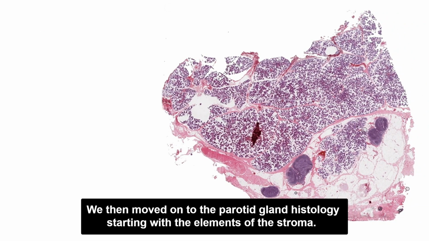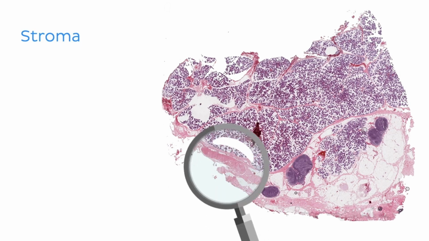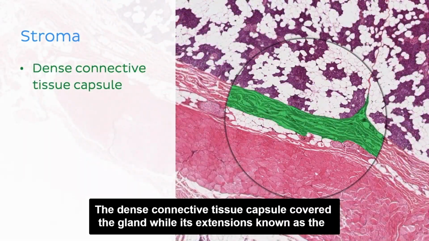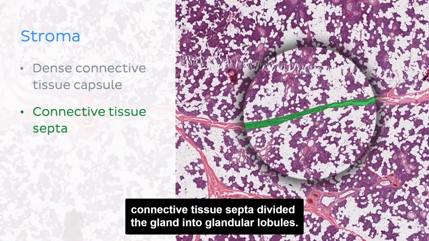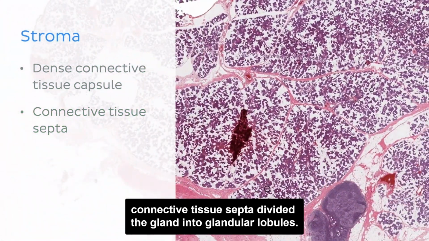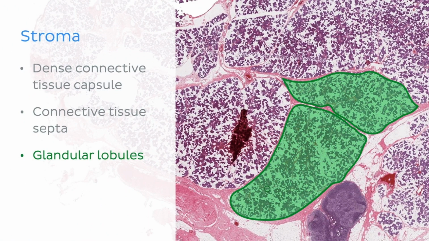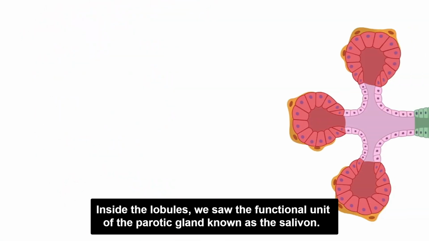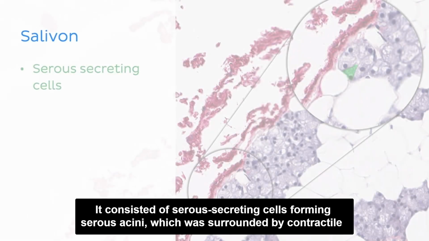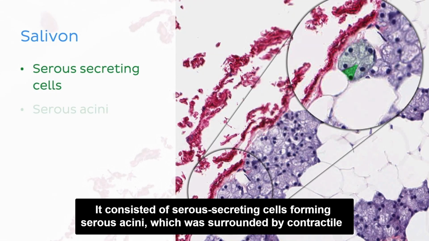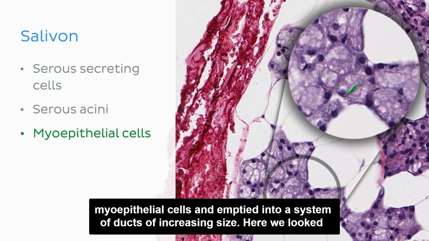We then moved on to the parotid gland histology, starting with the elements of the stroma. The dense connective tissue capsule covered the gland, while its extensions known as the connective tissue septa divided the gland into glandular lobules. Inside the lobules, we saw the functional unit of the parotid gland known as the salivon. It consisted of serous-secreting cells forming serous acini, which were surrounded by contractile myoepithelial cells and emptied into a system of ducts of increasing size.